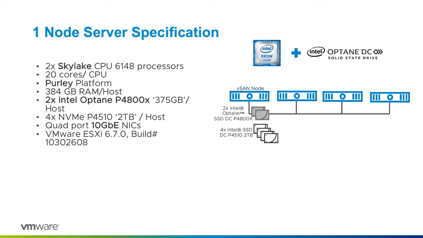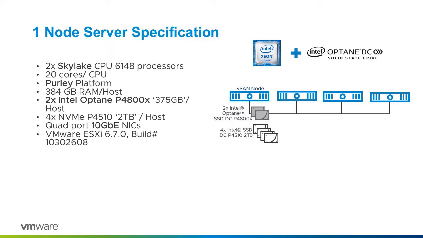So basically, for the server specs, we have used Purley Skylake servers in our Intel labs with dual sockets per server. Each socket has 20 physical cores, and the server has 384 gigabytes of RAM. And for each server, we have just 2 Intel Optane drives that act as a cache layer for the vSAN. And for the capacity tier, we have 4 NVMe drives. These are Intel NVMe SSDs, which is the P4510 in 2 terabyte capacity per disk. And for the network backbone, we have used 10 gigabit Ethernet Intel cards.